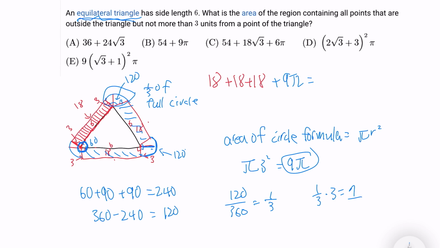Without even adding this up, we should be able to figure out that the answer is B, because that is the only one that contains 9 pi. But just for accuracy, we'll add 18 plus 18 plus 18. That's 18 times 3, which is 54. And so, yep, the answer is 54 plus 9 pi. Therefore, the answer is B.